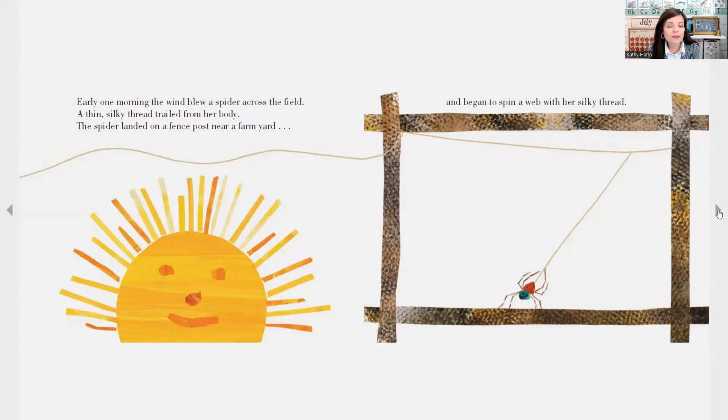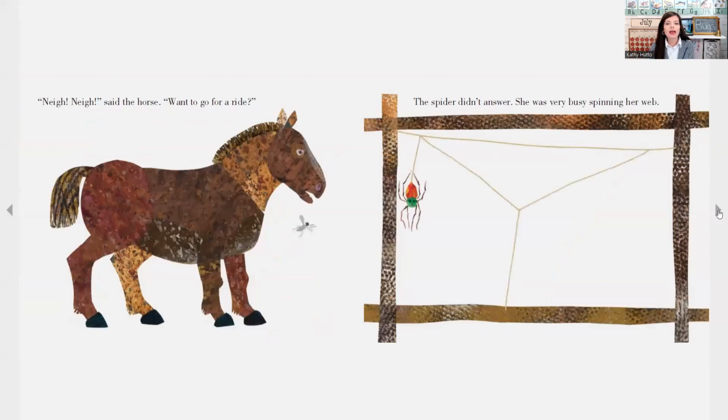Early one morning, the wind blew a spider across the field. A thin, silky thread trailed from her body. The spider landed on a fence post near a farmyard and began to spin a web with her silky thread. "Hey, hey," said the horse. "Want to go for a ride?" The spider didn't answer. She was very busy spinning her web.